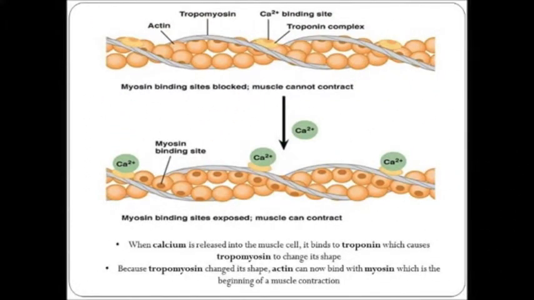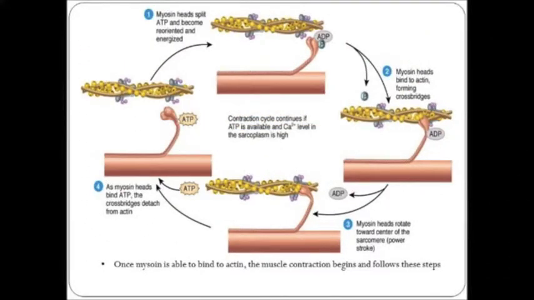When calcium is released into the muscle cell, it binds to troponin, which causes tropomyosin to change its shape. Because tropomyosin changed its shape, actin can now bind with myosin, which is the beginning of muscle contraction.